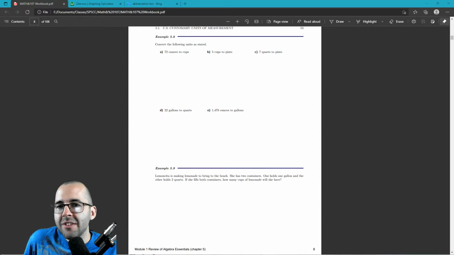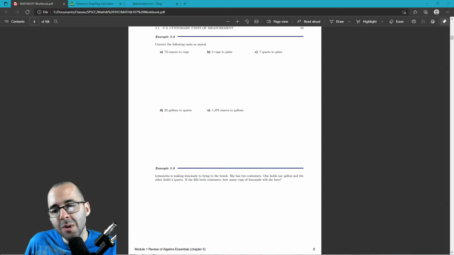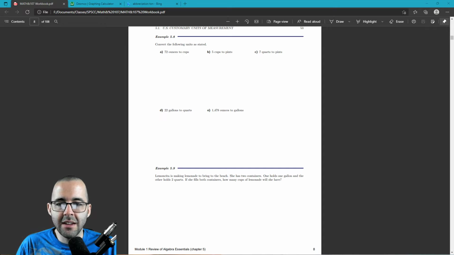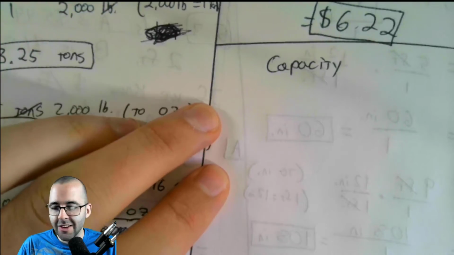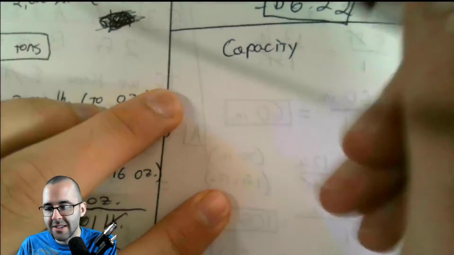Anyway, we're going to do a couple of these. I'm going to leave the other ones for you to do, and you can take a picture of your work if you want me to check your answers. We're just going to do 2 of these and then move on to the application problem. Okay, so capacity. Here we go. This is example 5.8.